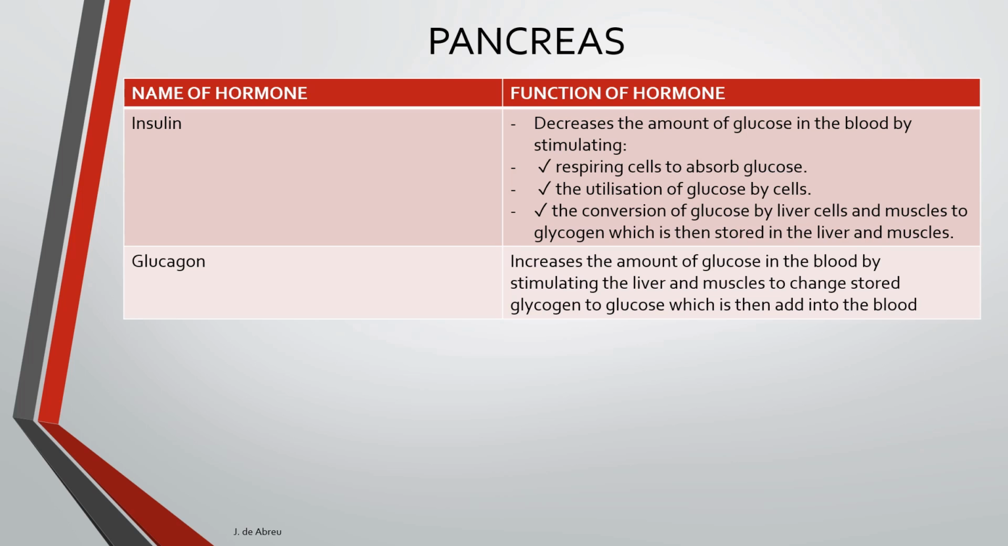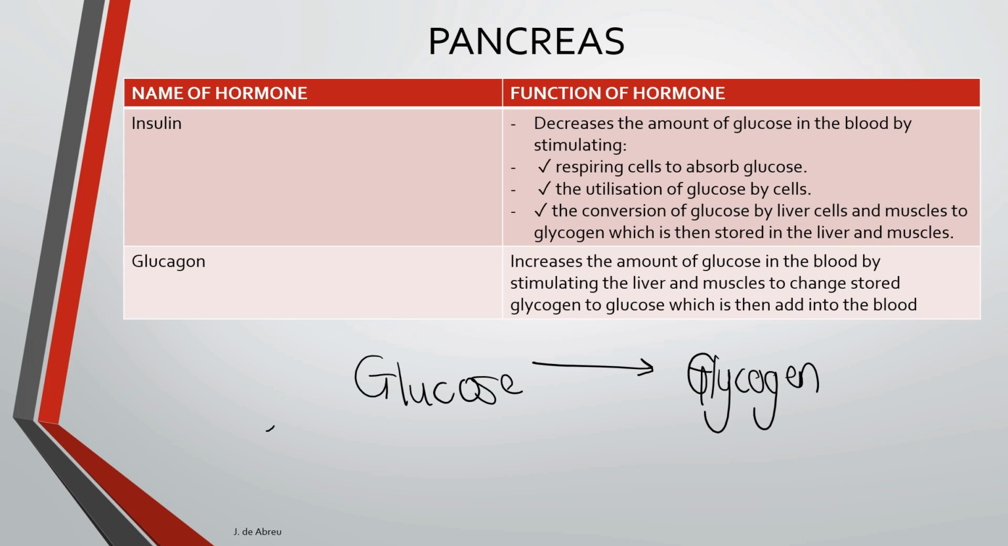So we can summarize the whole pancreas thing like this by this equation. So we have insulin. Glucose and glycogen. And if we wanted to go this way, we use insulin. And if we wanted to go this way, we use glucagon. Okay, so that sums up the pancreas.